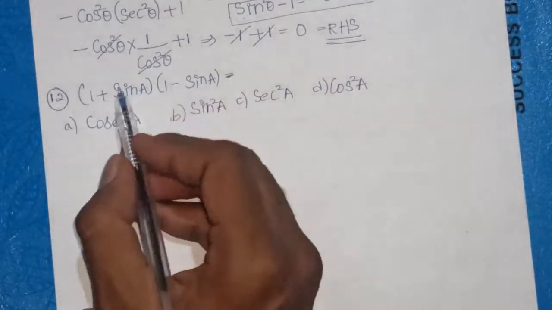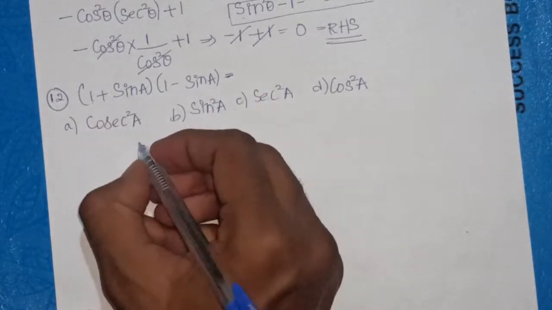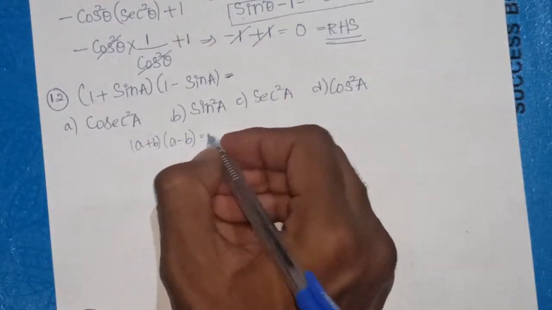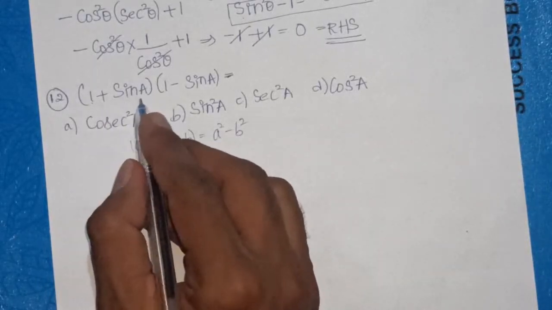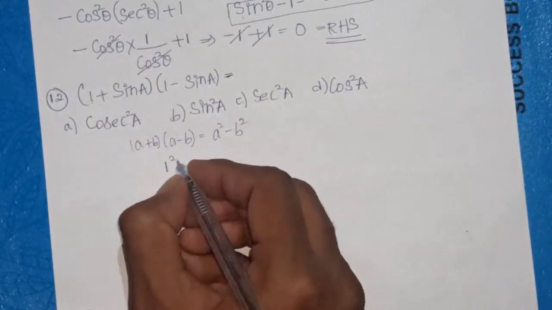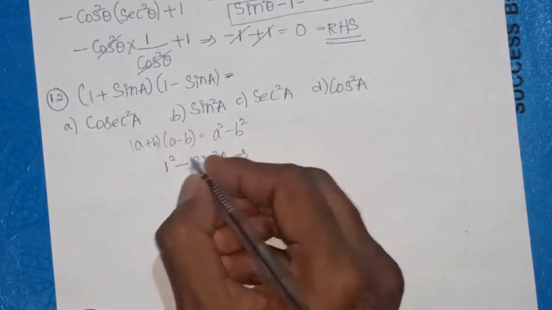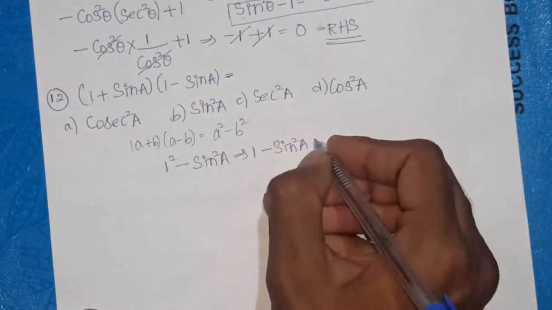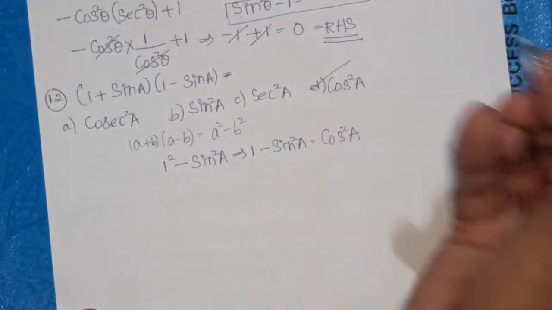For this question, we have (A plus B) into (A minus B), which can be written as A square minus B square. Therefore, (1 plus sin A) into (1 minus sin A) can be written as 1 square minus sin square A. 1 square is 1, so 1 minus sin square A can be written as cos square A. Therefore, option D is our correct answer.